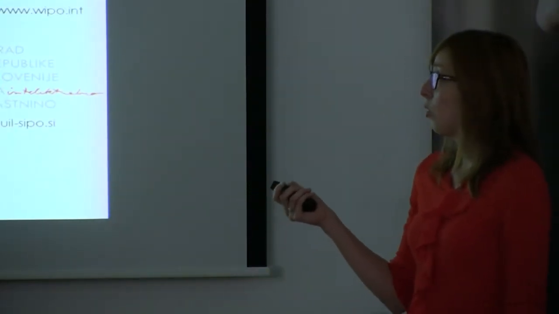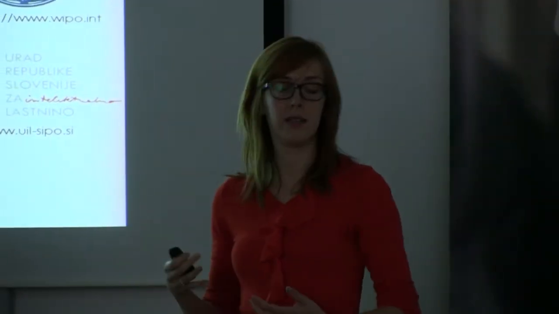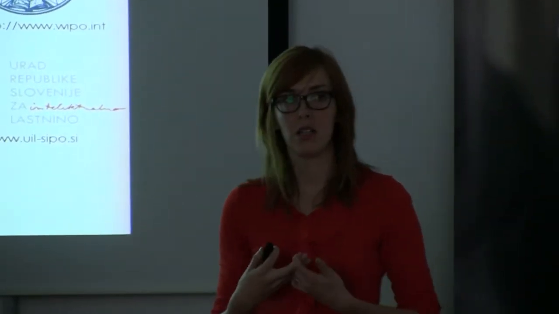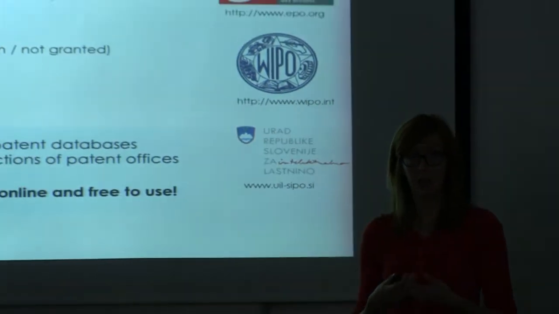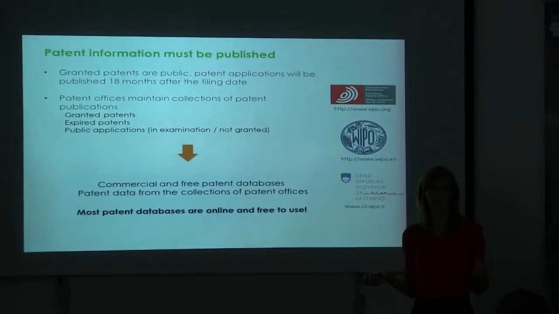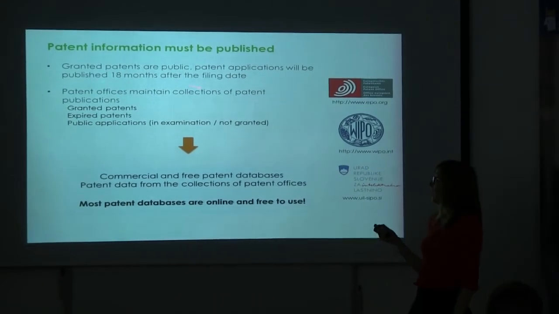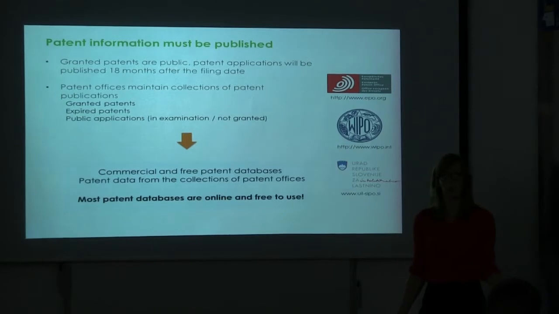So as I've said, all patent information must be published. That's the compromise between the state and the inventor. Because the state gives you a monopoly and they don't like to give a monopoly, you have to give them all the technical information about your invention with the delay of 18 months after filing. So everything must be published.